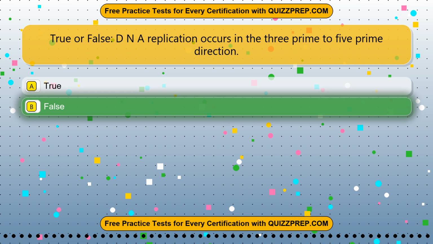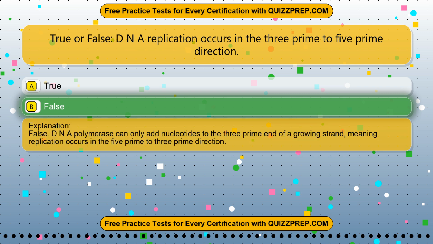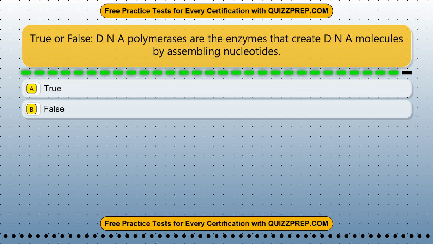The correct answer is option B, false. False. DNA polymerase can only add nucleotides to the 3' end of a growing strand, meaning replication occurs in the 5' to 3' direction.